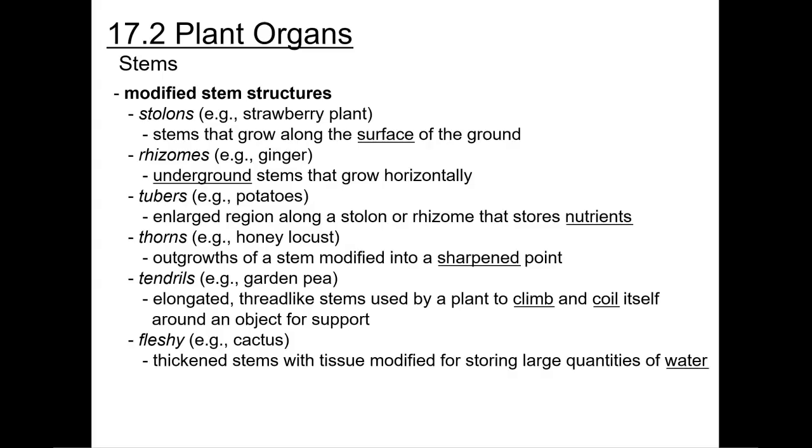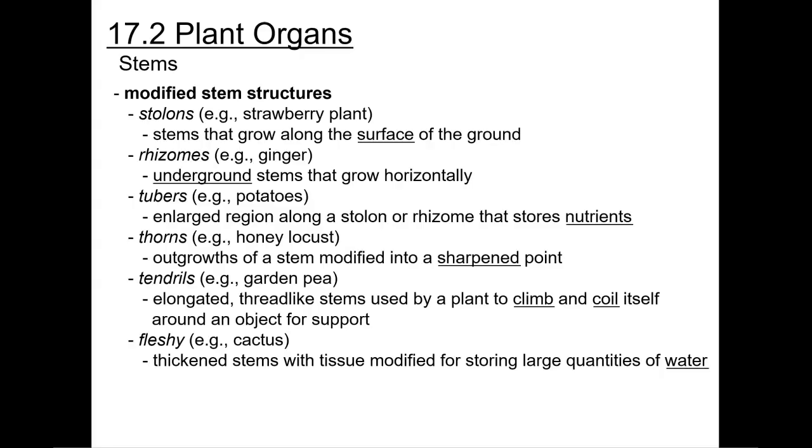Some of these modified stem structures that you're going to have are going to be referred to as stolons. These can be found in strawberry plants. These are stems that grow along the surface of the ground. You could also have rhizomes, like in ginger. These are underground stems that grow horizontally. Tubers, like in potatoes, are going to be enlarged regions along a stolon or a rhizome that's going to store nutrients. Remember, it stores its nutrients as starch.